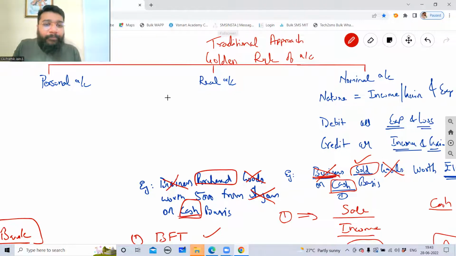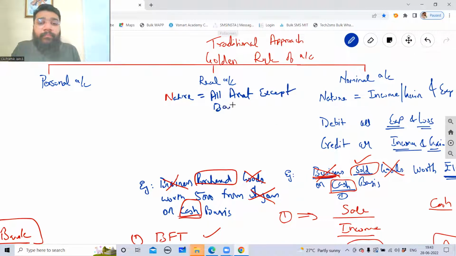So real account says that all assets can come to real account's house, except two people, which are bank and debtor. Both are assets only, but they are not allowed to follow the real account rule. I'll tell you the logic also. Interest is what? Income or expense. Interest received means income. Interest expense means expense. So both are nominal.